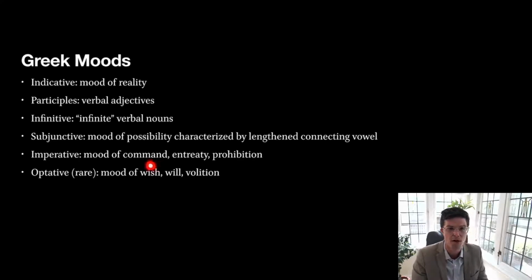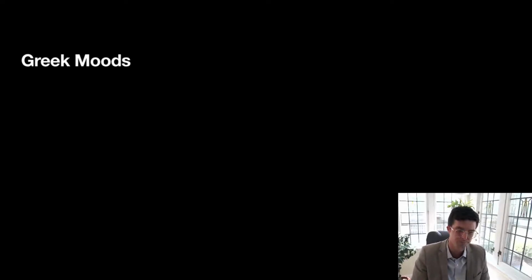The imperative is our mood of command, entreaty, or prohibition. This is the one we're going to be spending most of our time with here in this video. And the rare optative mood, or rare as far as the Greek of the New Testament goes, is the mood of wish, will, or volition.